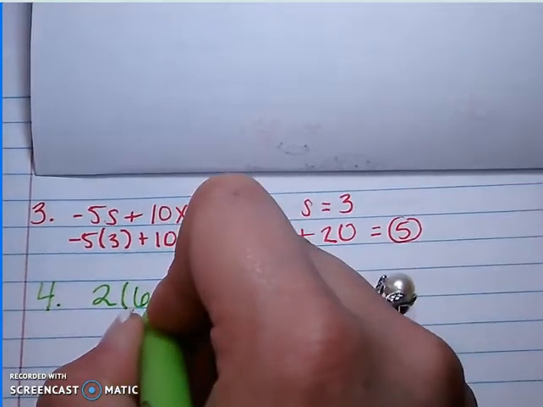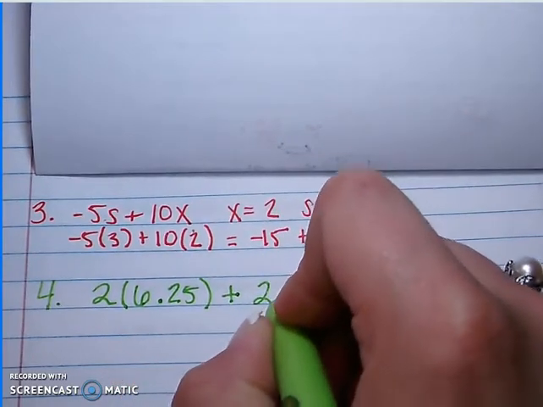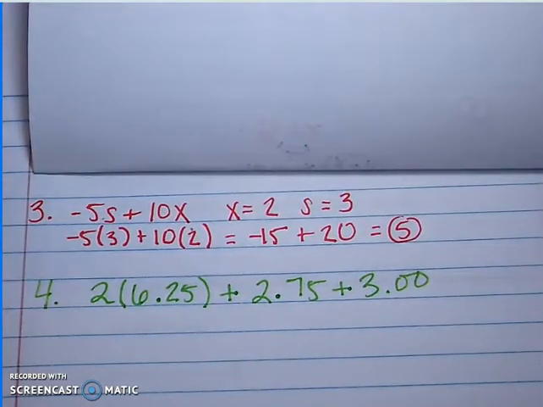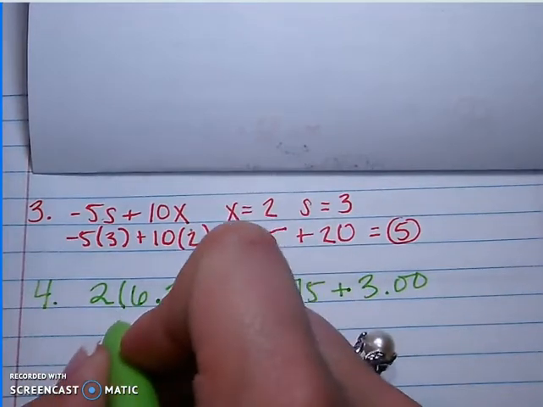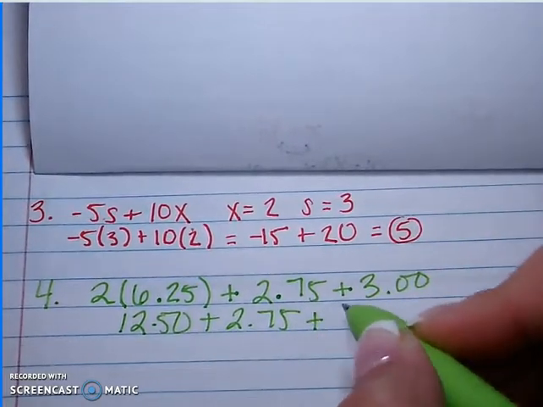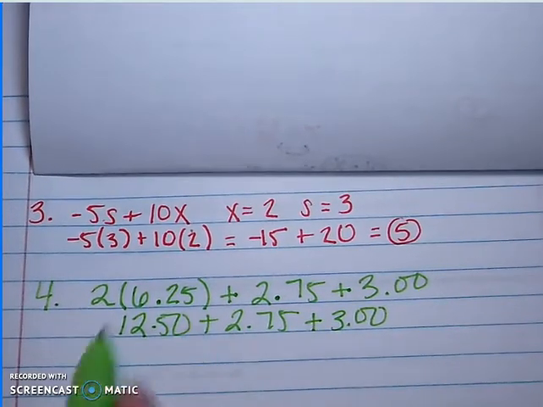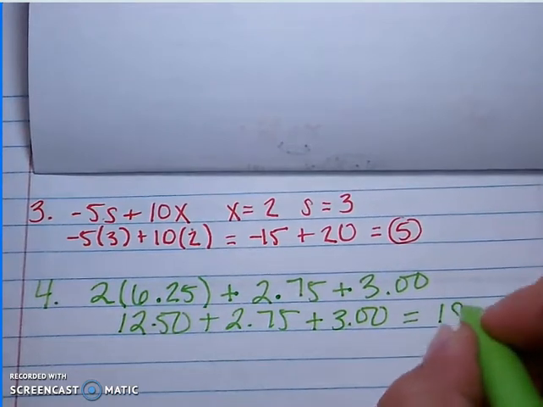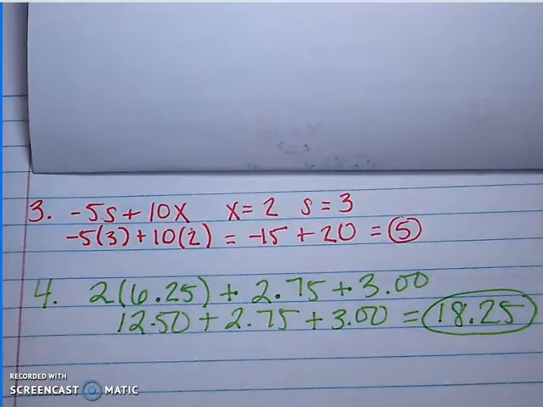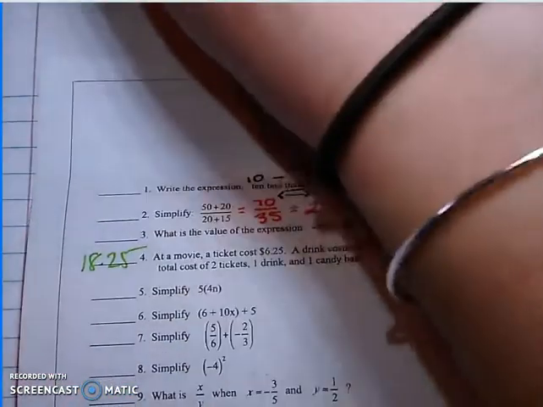2 tickets, $6.25 each. I'm also getting 1 drink, and I'm also getting 1 candy bar. And all I'm doing is adding those across. 2 tickets will then cost $12.50, plus the drink, plus the candy bar. So $5.75 plus $12.50 is $18.25. And we'll put that $18.25 here. Okay.